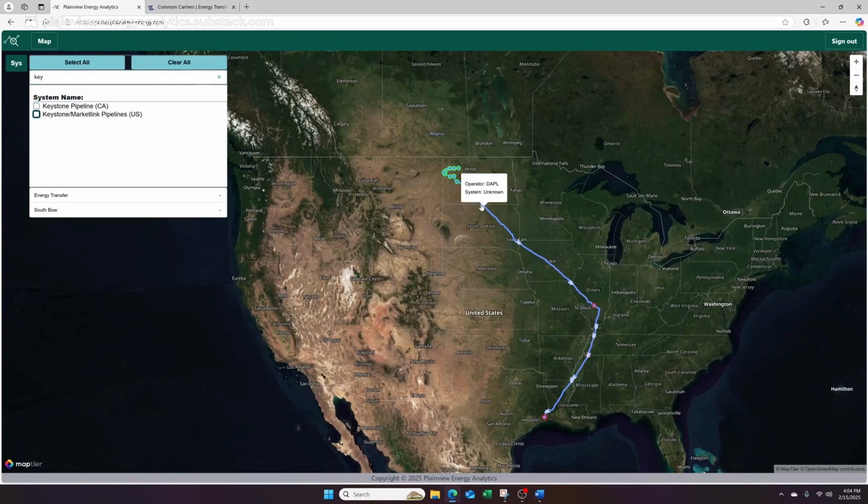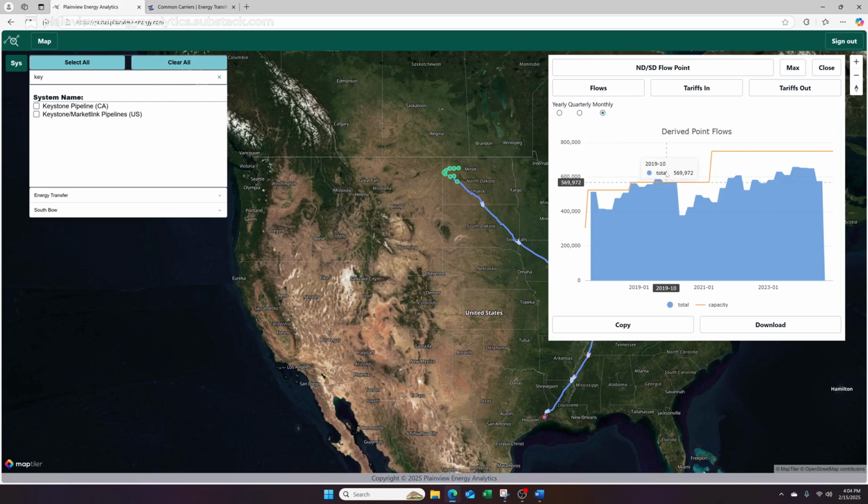So you can look at DAPL, and we can look at the flows at the border here. You can see DAPL has a capacity today of 750,000 barrels a day and is flowing a little over 600, let's say 650-ish. So only 100,000 barrels a day of capacity. That's not a lot of capacity if you're planning on laying new pipe from all the way down from Hardisty, Alberta, down to the Bakken area.